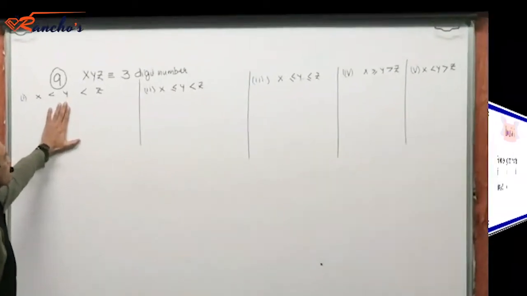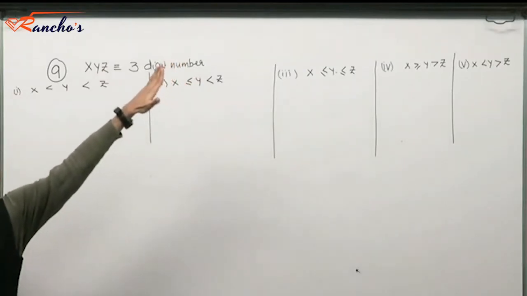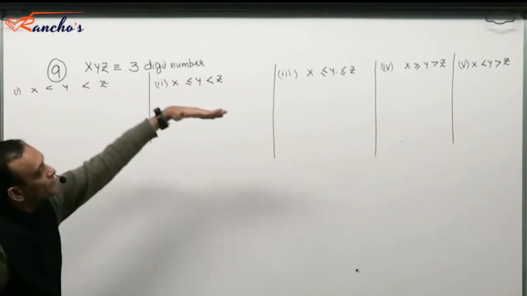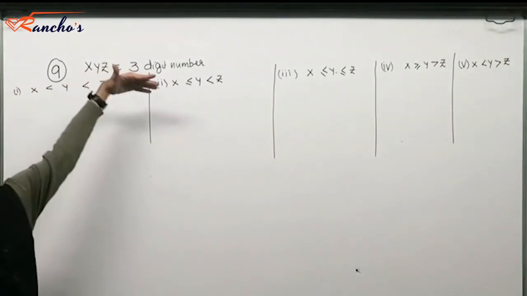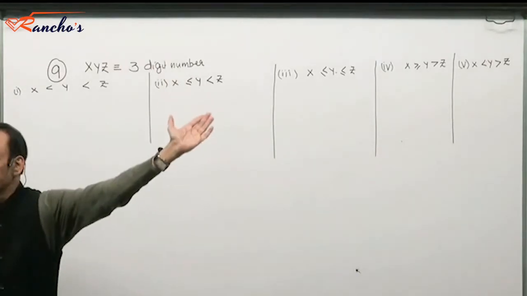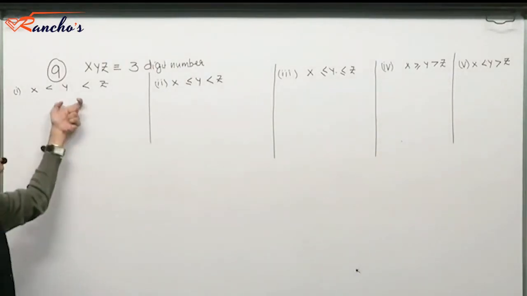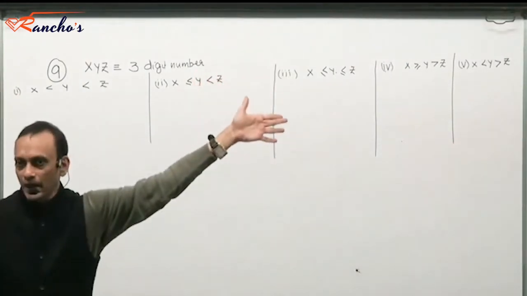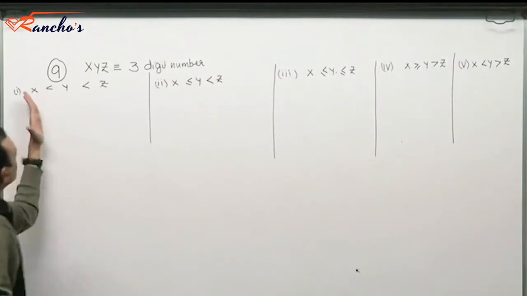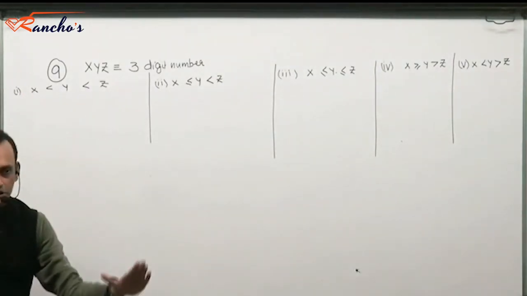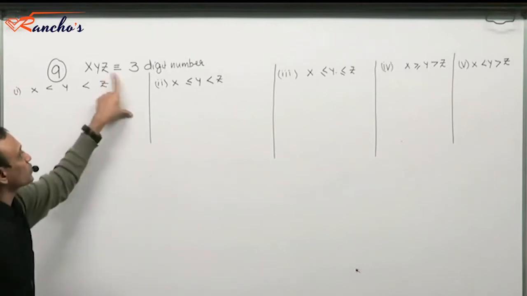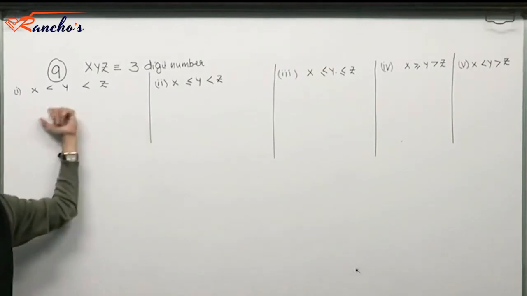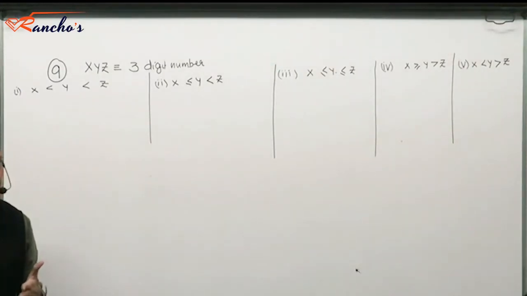So the next problem is about a 3-digit number XYZ, right? And there are 5 cases, and for each of these we want to find how many 3-digit numbers exist commensurate with each of these cases, right? You understand the problem? So now I'm seeking in the first situation all 3-digit numbers XYZ, where X less than Y less than Z. This is what we are seeking, right?